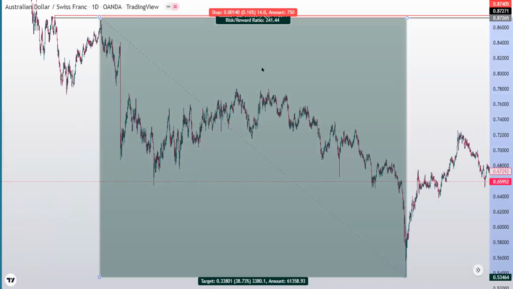Did you take this trade? Sorry? Did you take this trade? No, I didn't take this trade, but a lot of trades I took. I'll come to show you later on.